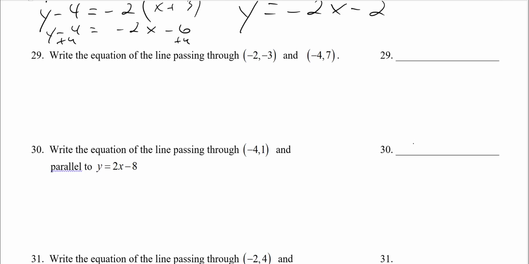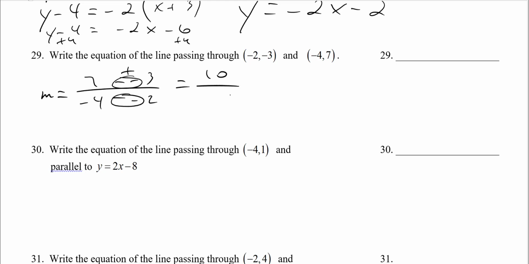So now I'm giving you 2 points. The only thing you have to do here additionally is find the slope first. Remember, the slope is y2 minus y1 over x2 minus x1. I put the negatives in first, so y2 is 7 and negative 3, and then negative 4 and negative 2. That's plus, so we get 10, and negative 4 plus 2 is negative 2. So the slope is negative 5.